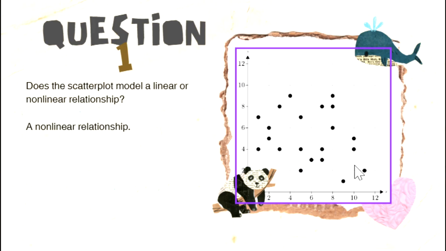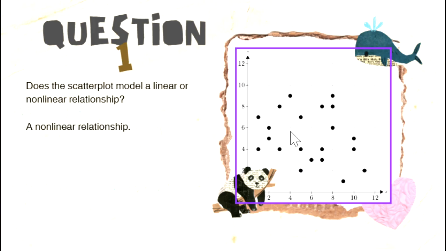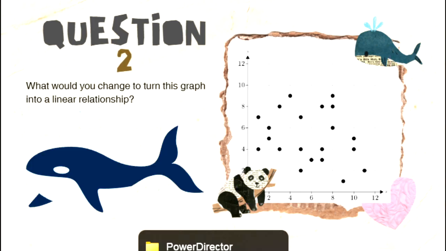It could be here, could be in the middle, could be at the top. Okay, non-linear. It's all wiggly jiggly spread out. Here's question number 2. What would you change to turn this graph into a linear relationship? So how could you make this a linear relationship?